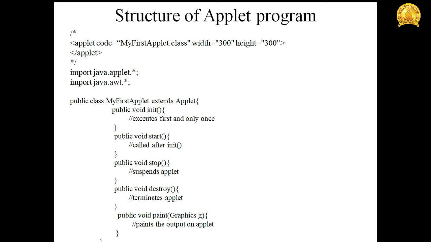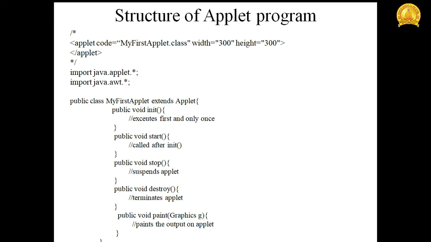Now the width and the height of the browser is also mentioned in pixels. Width is equal to 300, height is equal to 300, which means that the output will be shown in a web browser which is having a width of 300 pixels and height of 300 pixels. Now the applet tag is then closed. Now the entire HTML code is commented using a /* and */. Now let's write the Java code.